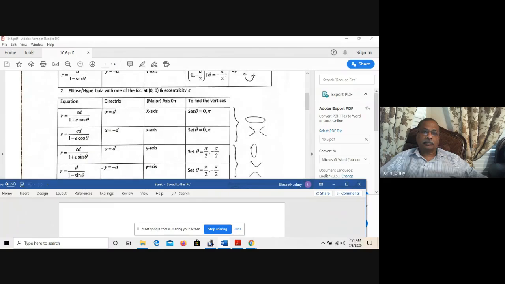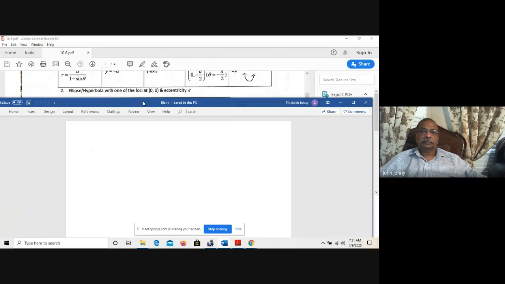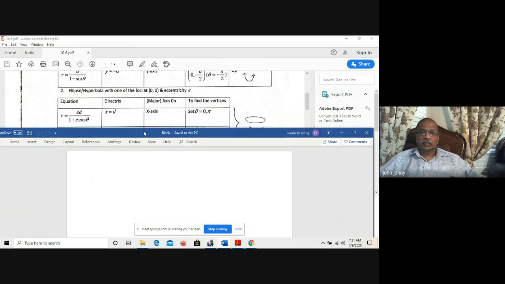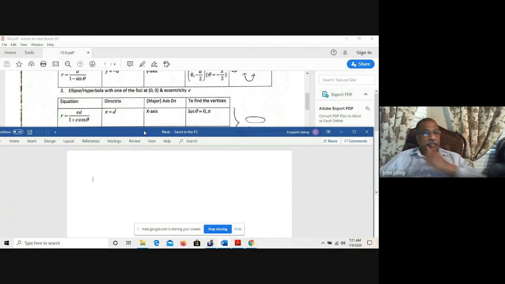Now, for ellipse and hyperbola, the formulas are the same. The only thing is that if E is between 0 and 1, it's an ellipse. If E is greater than 1, it is a hyperbola. Say R is equal to ED over 1 plus E cos theta. That is the formula. Major axis is on x-axis. Directrix is x is equal to D.